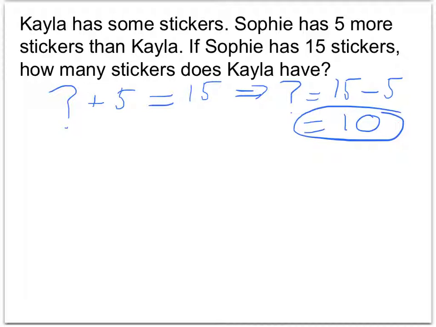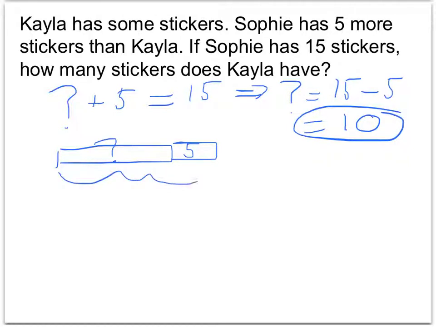So let's draw a simple strip diagram of this. Kayla has some stickers. We don't know how many stickers, so let's draw a large rectangle here and put a question mark through it. And then Sophie has 5 more stickers. And so if we add 5 on to the amount that Kayla has, that's going to give us the number that Sophie has. And we know that this number is 15. So there's a simple strip diagram that illustrates this scenario.